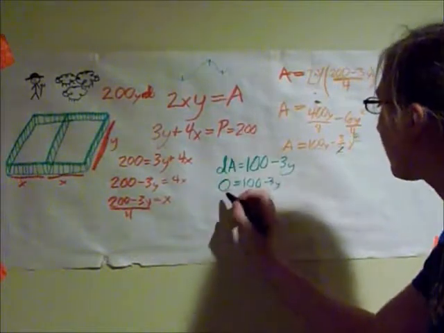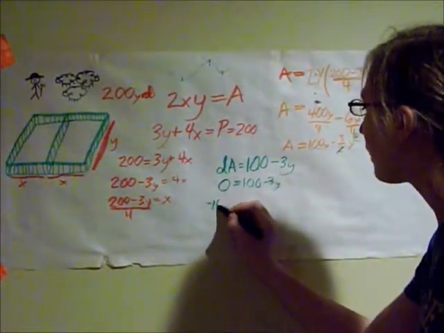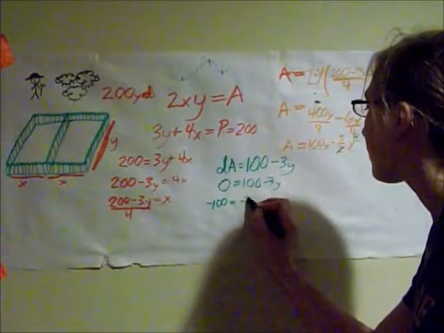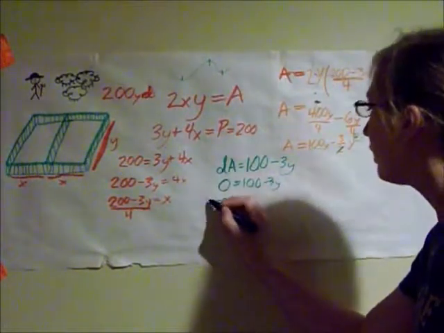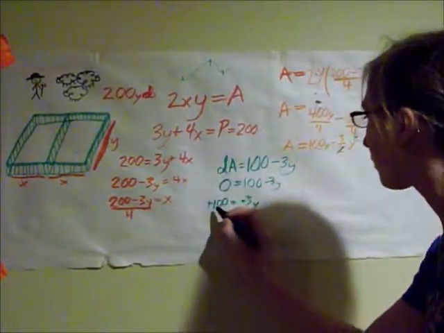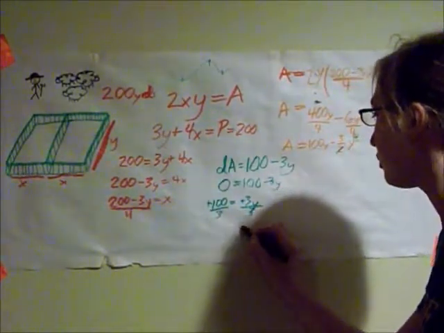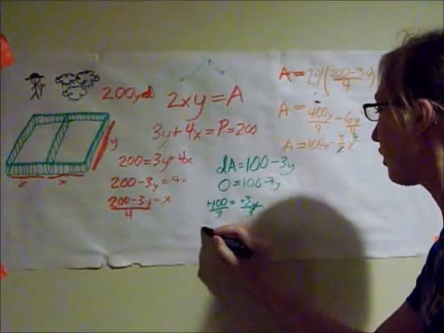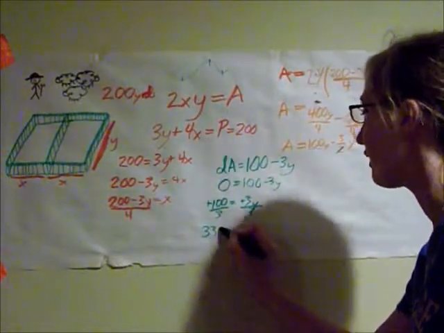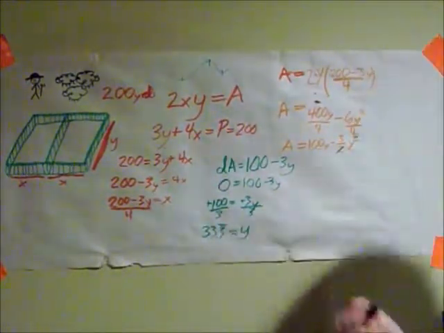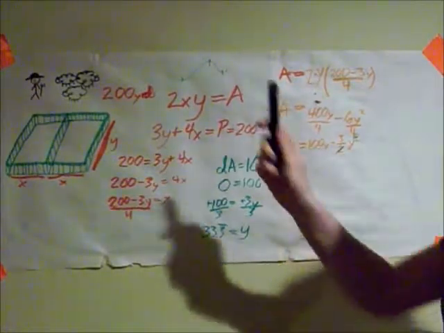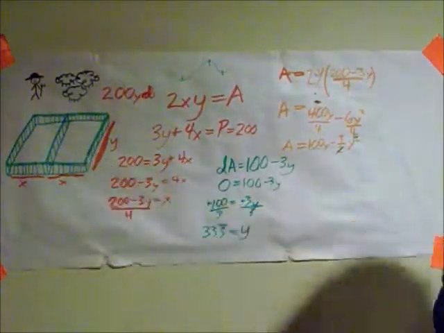We're going to solve for y, so that would be negative 100 equals negative 3y. Get rid of the negatives, divided by 3 is equal to y equals 33.3 repeating. Cool. So we just found y.